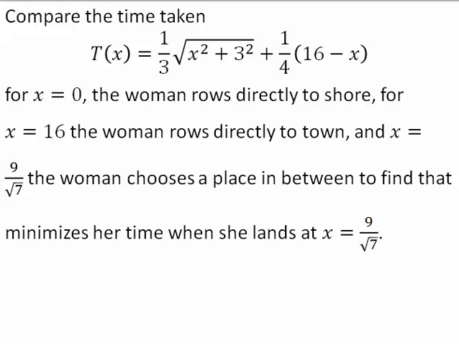We compare the time taken for x equals 0, and that would be the woman rows directly to shore, to x equals 16, which would have the woman rowing directly to town, and compare that to x equals 9 over radical 7, which is that point in between. And we find that the time function is minimized at that point, 9 divided by square root of 7.